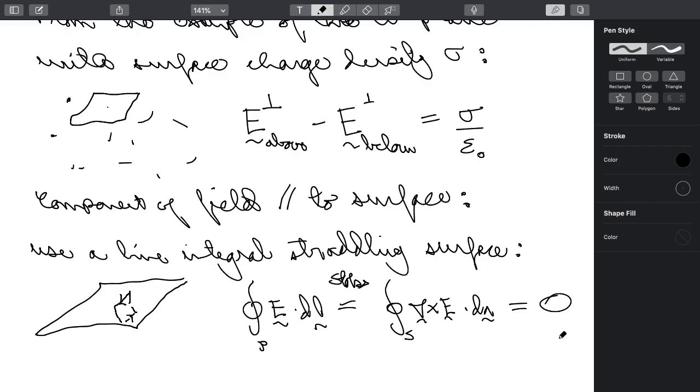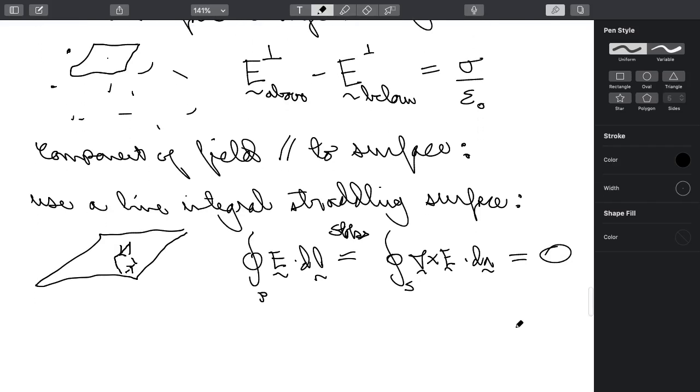Okay, so you see the reasoning? This just tells you as well that the component of the electrical field which is parallel to the surface, above the surface, is the same thing as the field parallel to the surface below the surface. Okay?